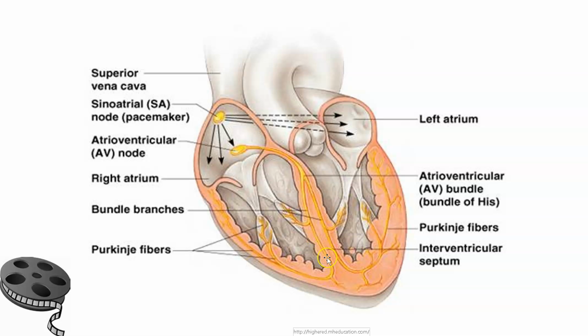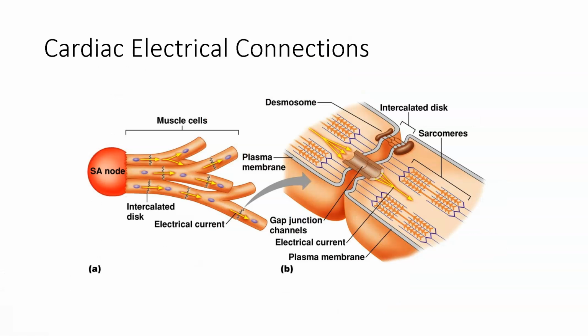Bundle branches, and then it splits to the lateral sides of the heart through the Purkinje fibers. Okay, so cardiac electrical connections. How do these connections happen? Well, I already had you research these in another question, but desmosomes, right? Gap junctions allow these electrical signals to transfer heart cell to heart cell very quickly.